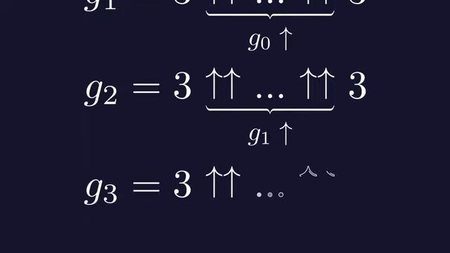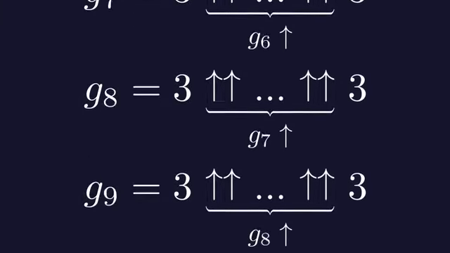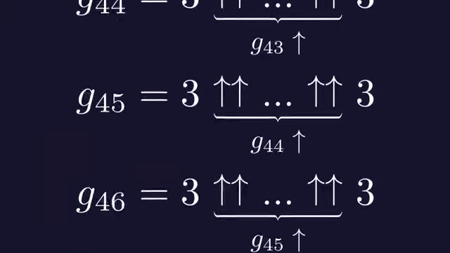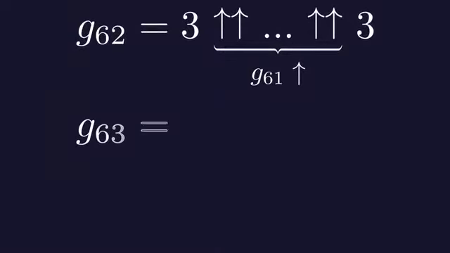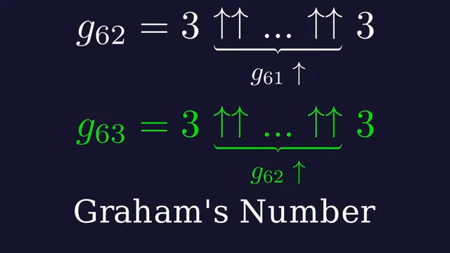G3 is equal to 3, G2 number of arrows and 3. This sequence continues until we get to G63, which is equal to 3 followed by G62 arrows and 3. That is Graham's number.